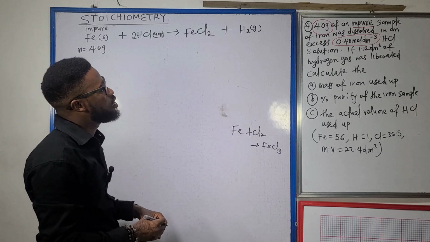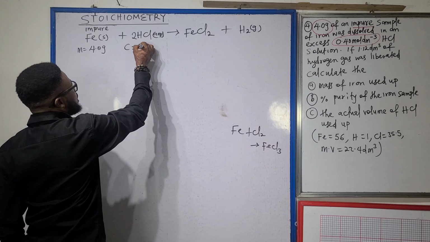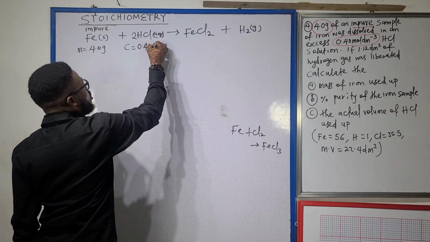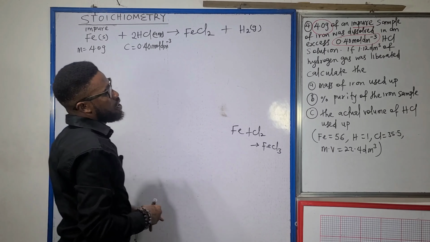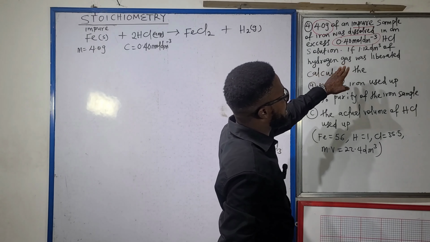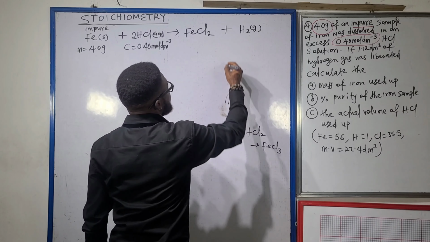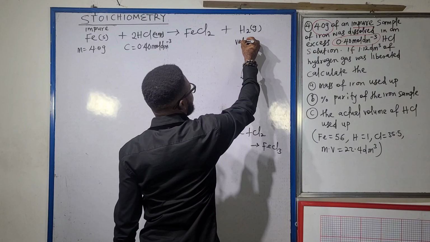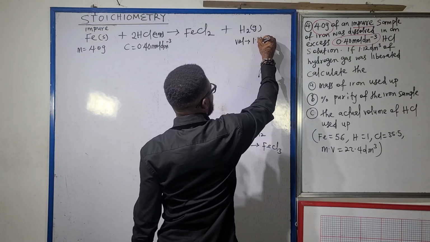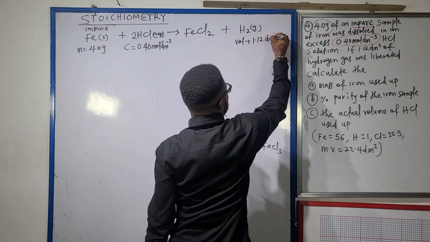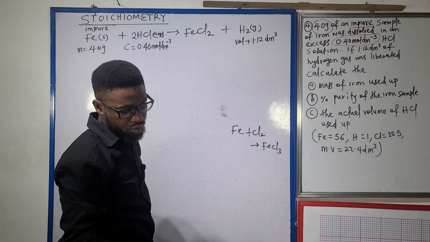It was dissolved in an excess 0.40 mole per dm cube solution. So the concentration of this is 0.40 mole per dm cube. We were told that 1.12 dm cube of hydrogen gas was liberated. Calculate the mass of iron used up.